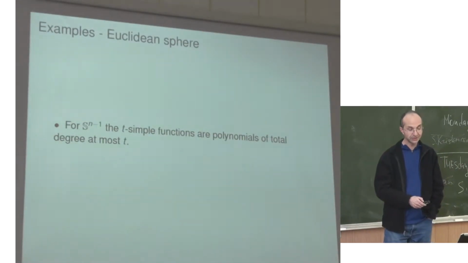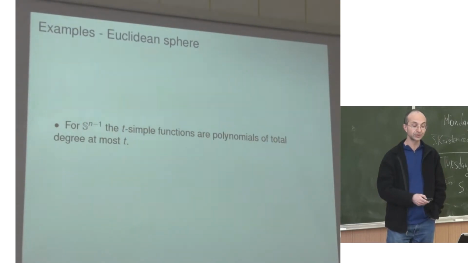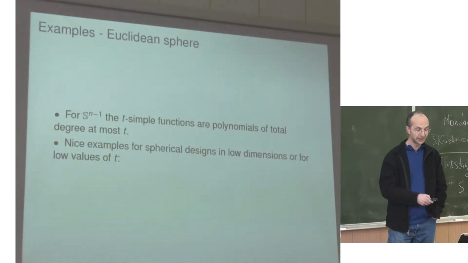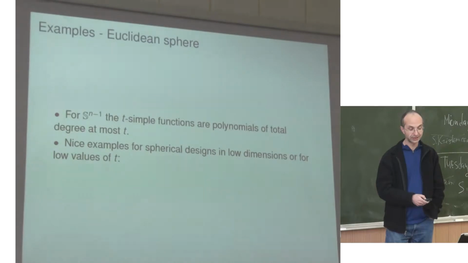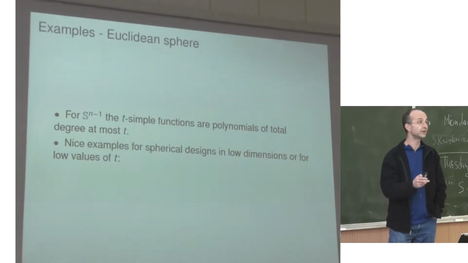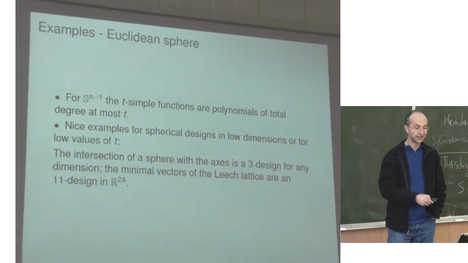So let's start with examples. We have three spaces. For the Euclidean sphere, the T-simple functions are polynomials of degree at most T restricted to the sphere. And there are many nice examples of spherical designs for low values of T. For instance, if you take the (n-1)-dimensional sphere in R^n and look at the 2n points of intersection of the sphere with the axes, we get a 3-design.